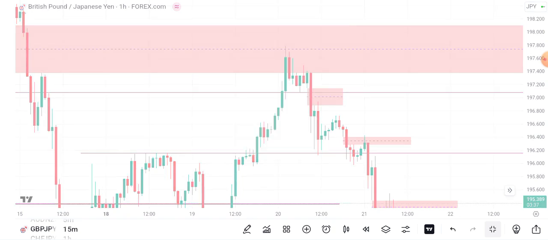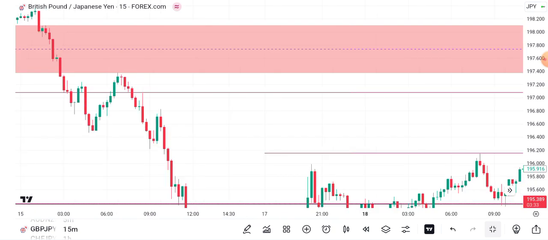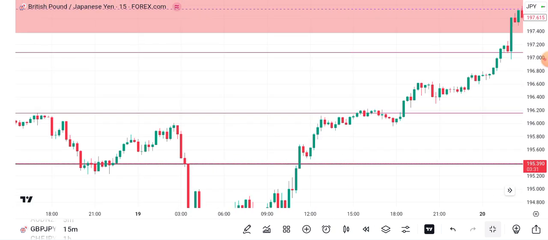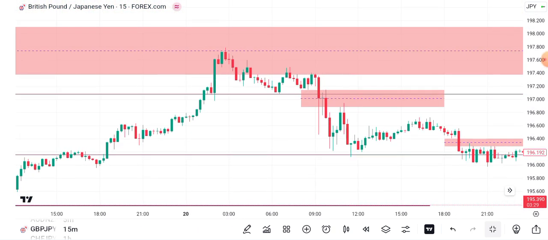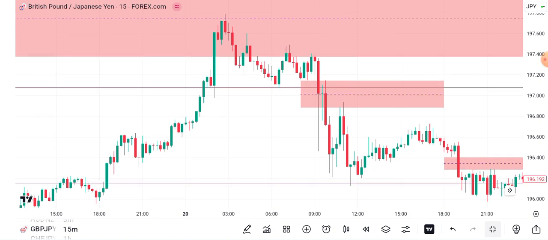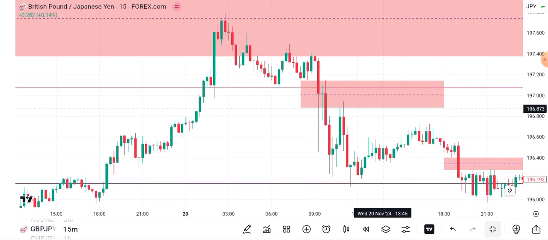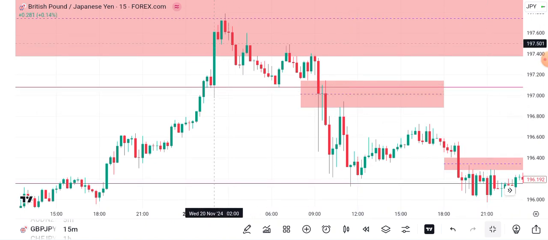Let's go to 15 minutes to see how these things could have been to our own advantage. Now look at the beginning here. A failure swing had happened here, and eventually the market broke lower.